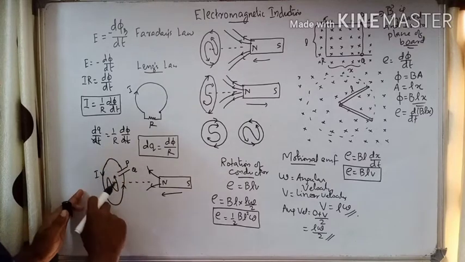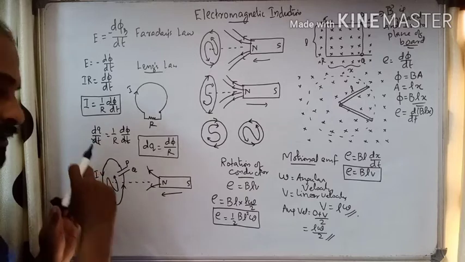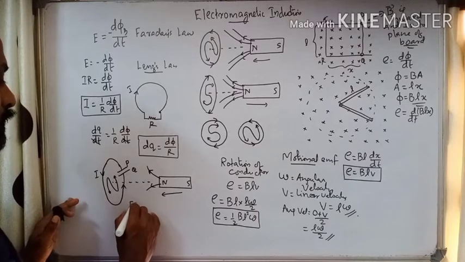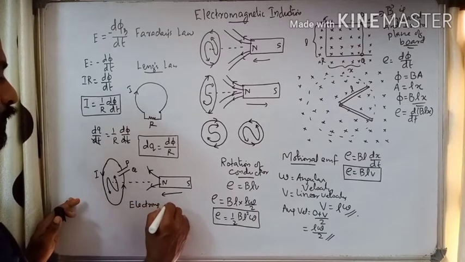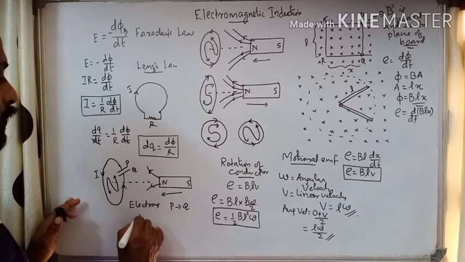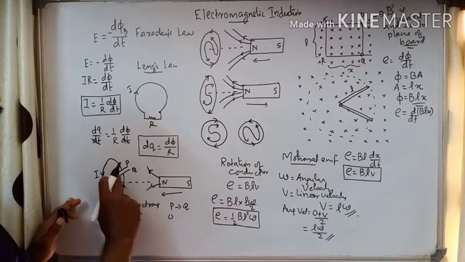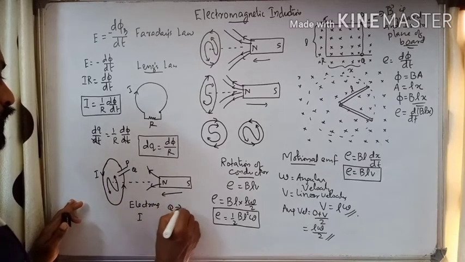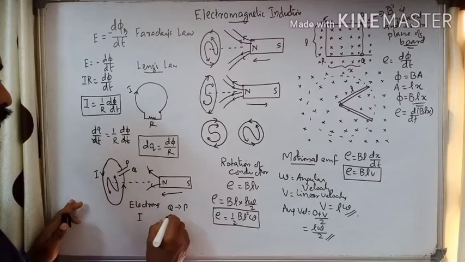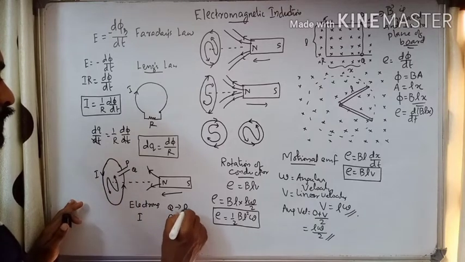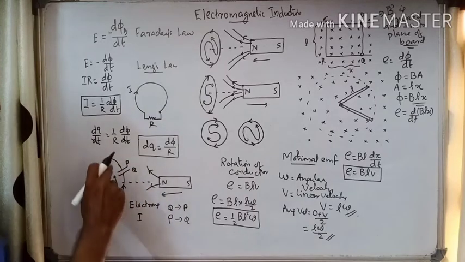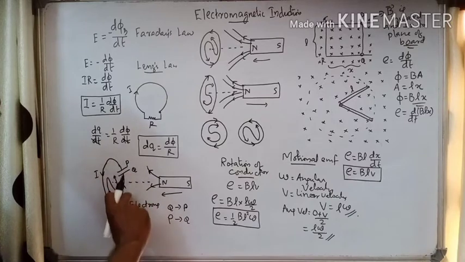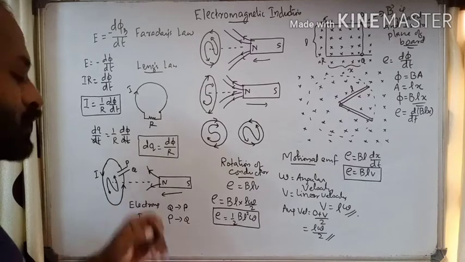When the current is flowing in this direction, the electrons flow in the opposite direction. Current is flowing from P to Q, so electrons flow from Q to P. Current is in the anti-clockwise direction, from P to Q, and the electrons are flowing in the opposite direction, from Q to P.